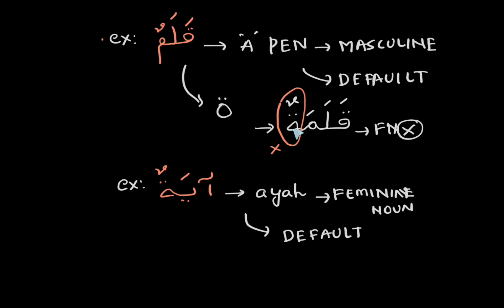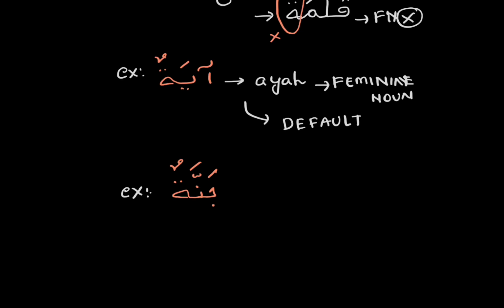So in qalamun you can't add ta marbuta to make it a feminine noun, and similarly in ayatun, the ta marbuta, that is the closed ta, can't be removed to make it a masculine noun. So these nouns are by default masculine and feminine nouns. Let us take one more example. Similarly, Jannatun is also a feminine noun by default, and it can't be changed into a masculine noun by removing the closed ta.